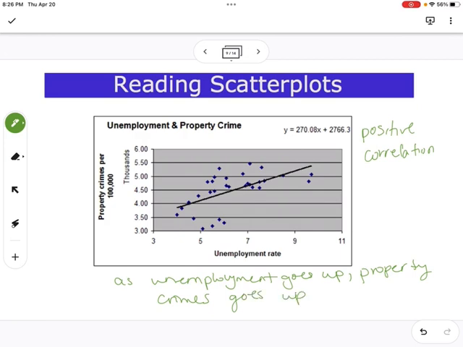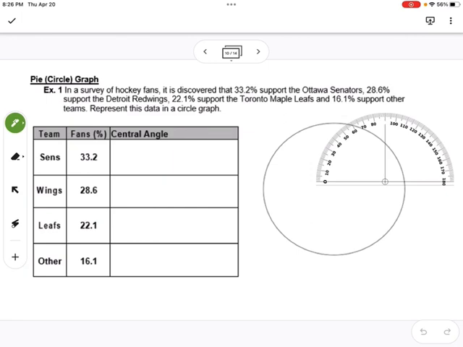Okay. Now we can look at different types of graphs that we have. So looking at this one here, we're looking at a circle graph, or a pie chart we can also call it. In a survey of hockey fans, it is discovered that 33.2% support the Ottawa Senators, 28.6% support the Detroit Red Wings, 22.1% support the Toronto Maple Leafs, and 16.1% support other teams. Represent this data in a circle graph.